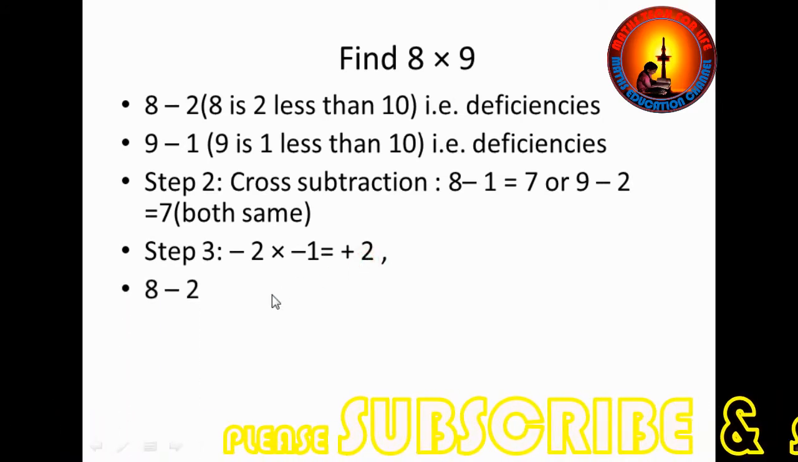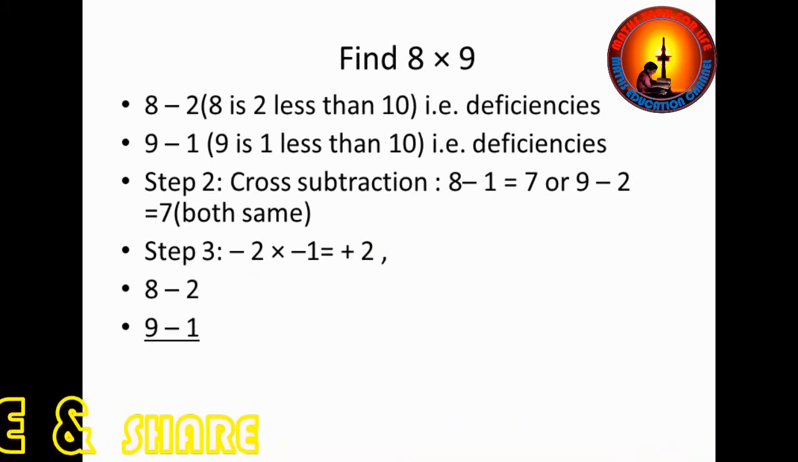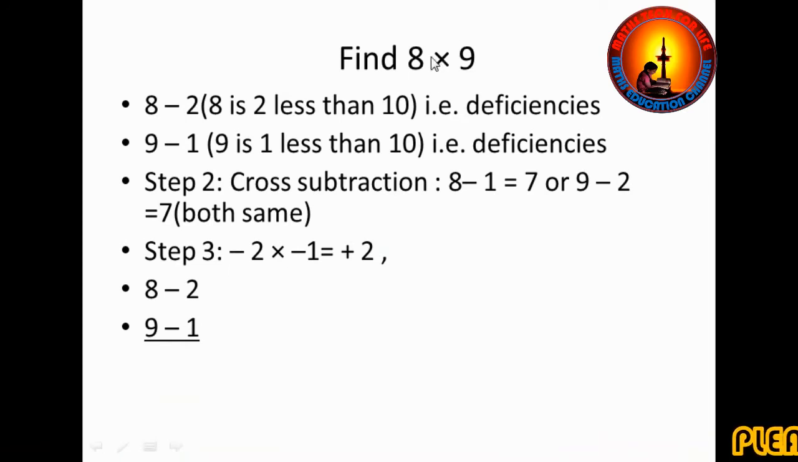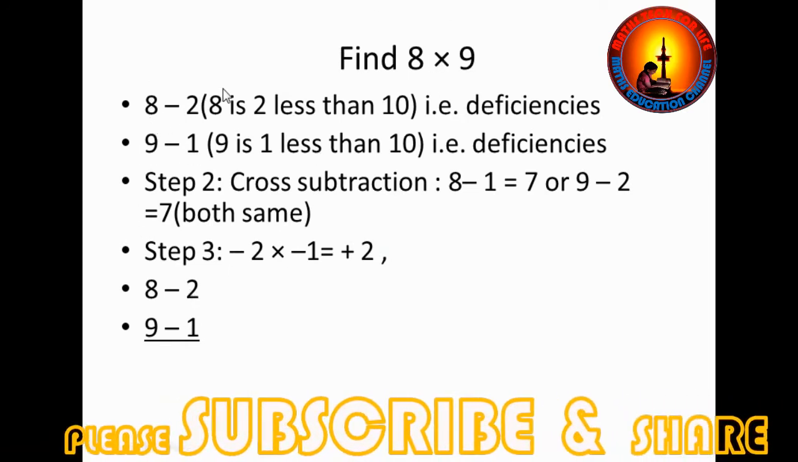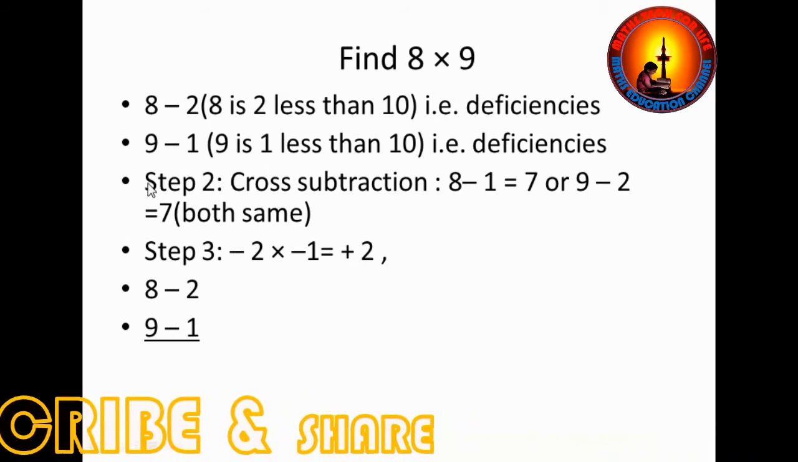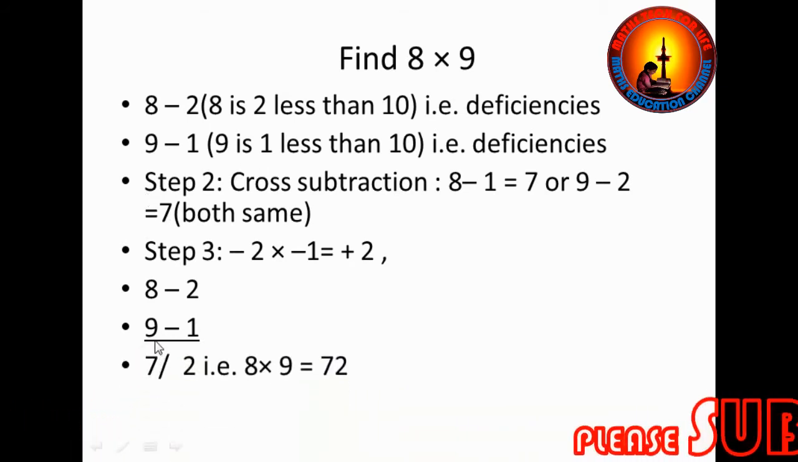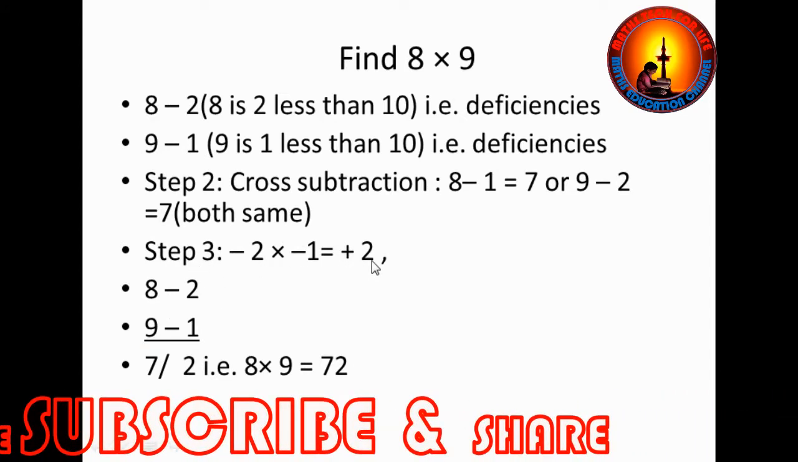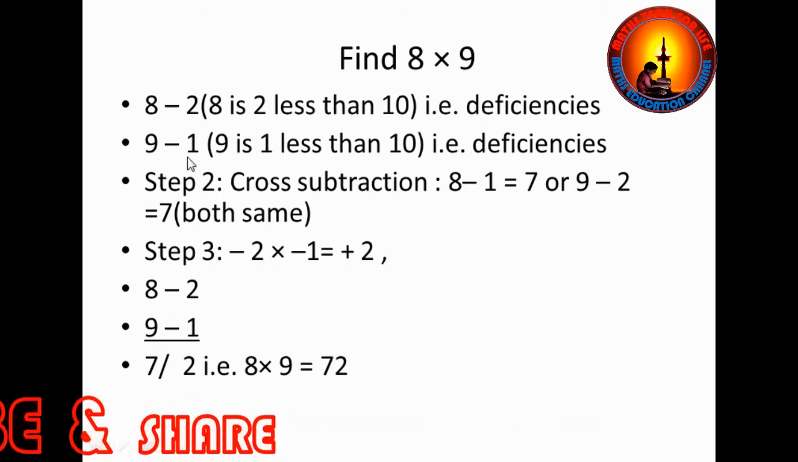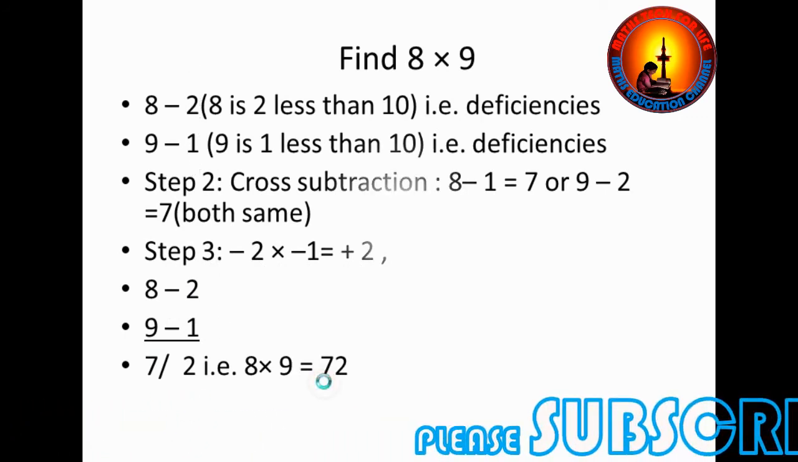Then the last step, we are finalizing the answer. First we did the cross subtraction. While doing cross subtraction, we get 7 as the answer. That will be the first digit of the answer. And the third step, we find by multiplying these deficiencies, you will get 2. So you will get 72 as the answer.